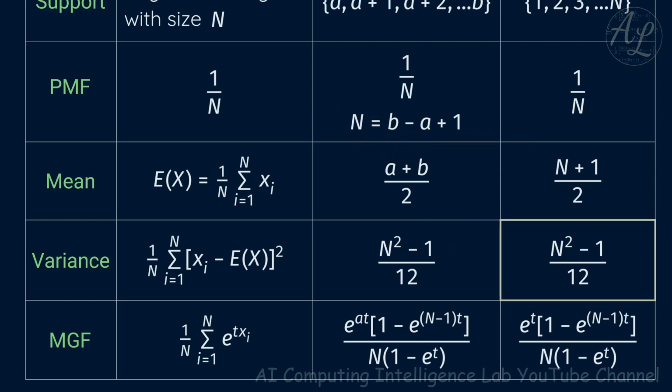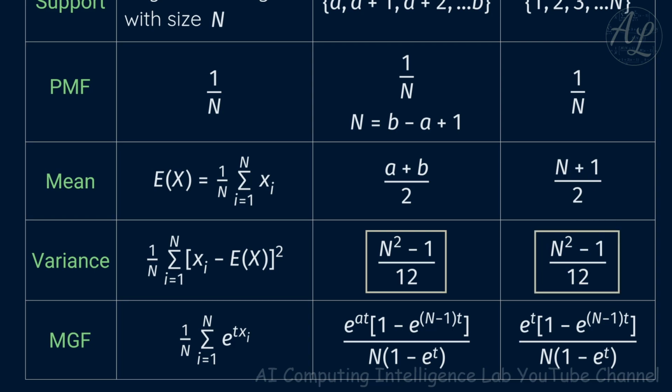Then in the standard case, the expression is the same as the consecutive case, since the standard case is similar to the consecutive case, but a is 1 and b is n. And since the expression does not depend on a or b as long as n is the same, as a result, the expression for the standard case is the same as the consecutive case.